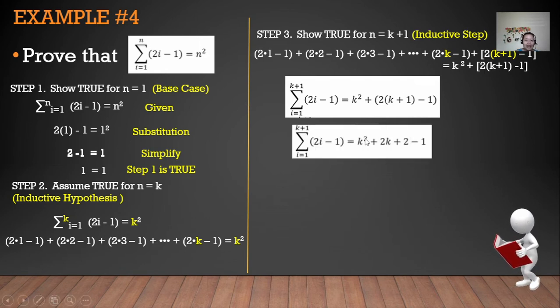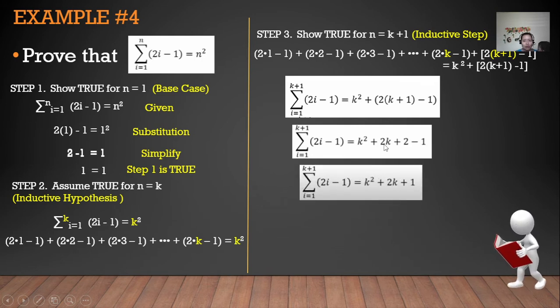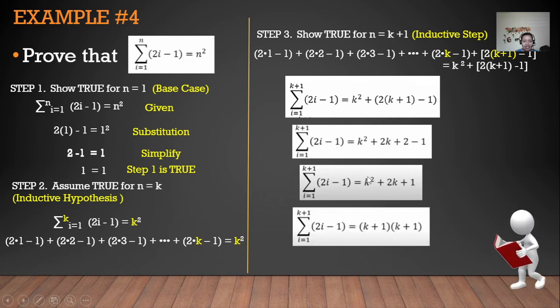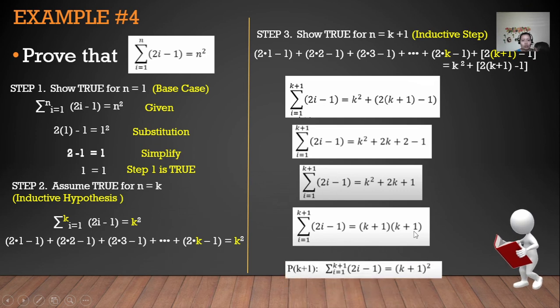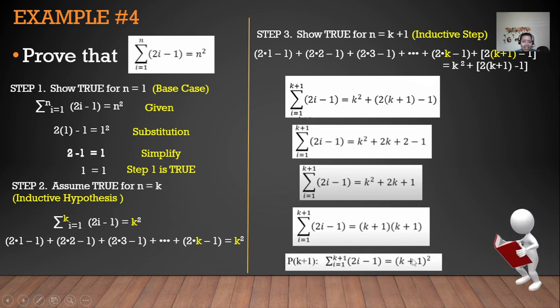Next, let's distribute the 2k, and then 2 times 1 is 2. So here it goes, the result. Next, we're going to combine the like terms. 2 minus 1 is 1. And then, since this part is a quadratic, we are going to factor it out. Then the result is k plus 1 times the quantity of k plus 1. Then the last part is, let's merge this one. That becomes k plus 1 quantity squared.